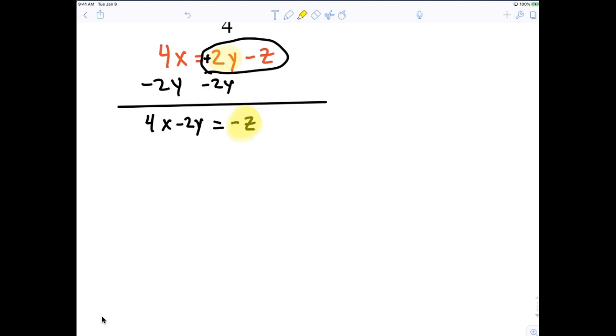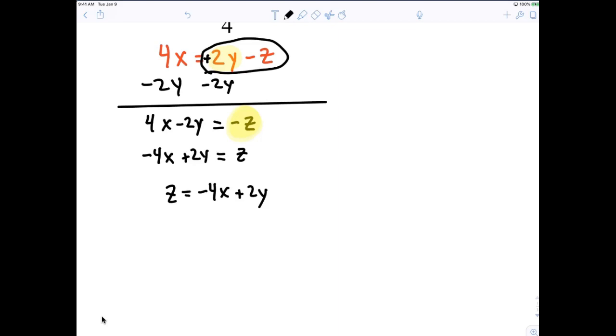So what does that mean? The 4x becomes a what? Negative 4x. And the negative 2y becomes a positive 2y. And then the z becomes positive z. So z equals negative 4x plus 2y.